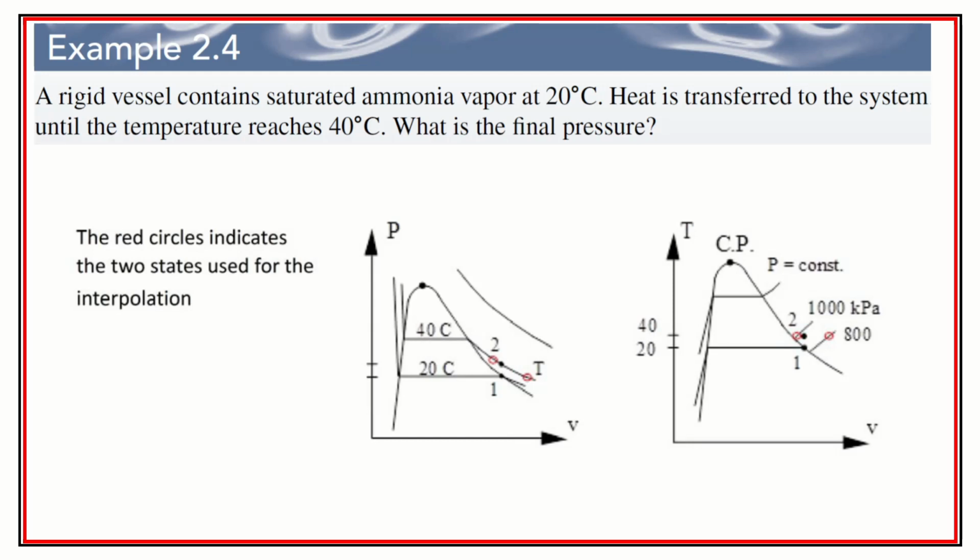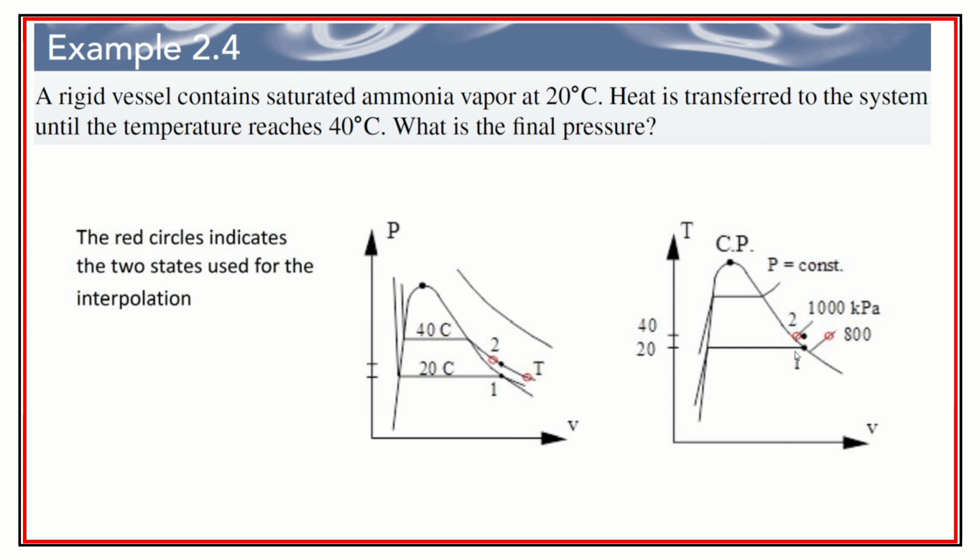Continuing on with class number 4, and here's example 2.4. We have a rigid vessel that contains saturated ammonia vapor at 20 degrees Celsius, and heat is transferred to the system until the temperature reaches 40 degrees Celsius, right? One thing that we know about this is that the specific volume has to remain the same in a rigid vessel because the mass remains the same and it's rigid, so the volume remains the same. That's a good thing to recognize right here.